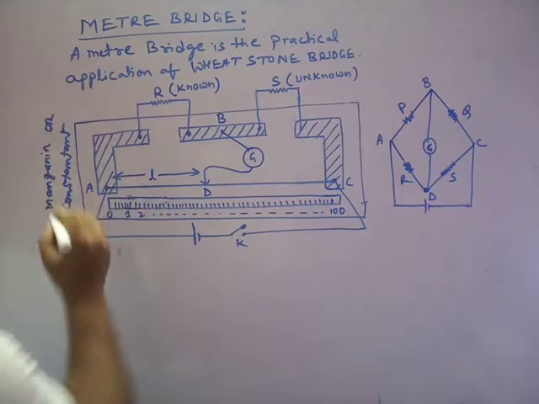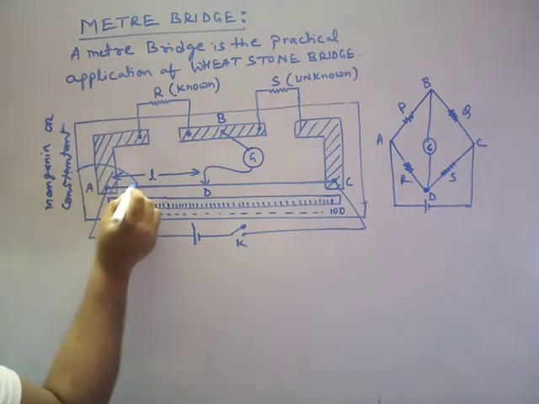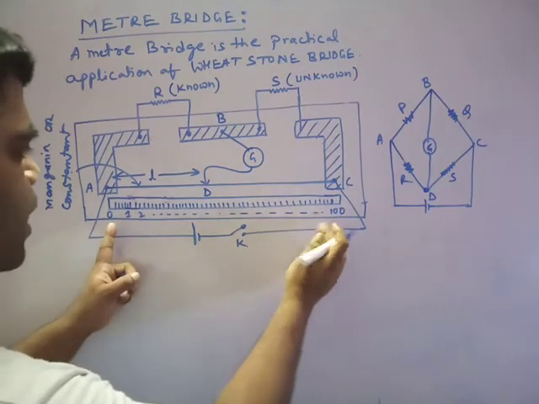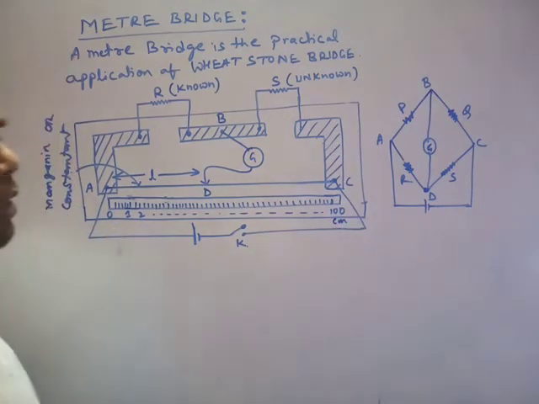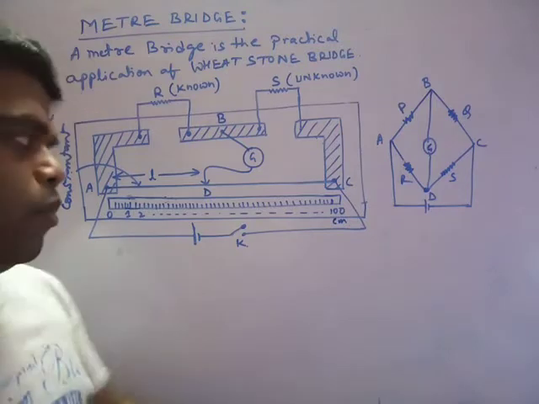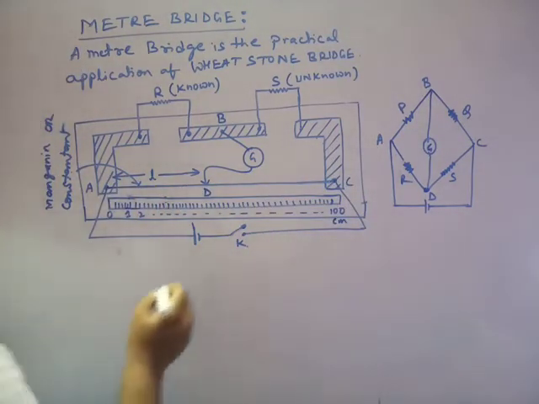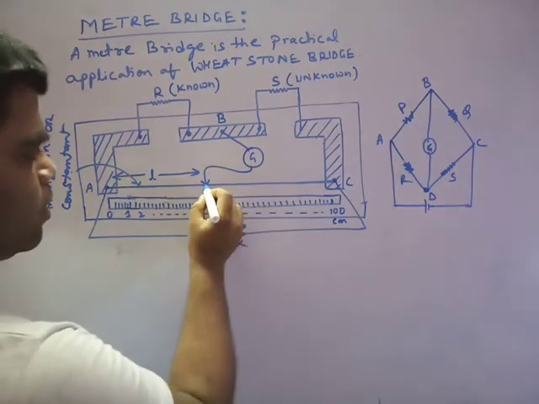Constantan. This wire is an alloy. Is it clear? This wire is 100 centimeter. ये कितना का होता है? 100 centimeter का होता है. मतलब 1 meter total from terminal to terminal. Is it right? Yes. And the galvanometer is what?